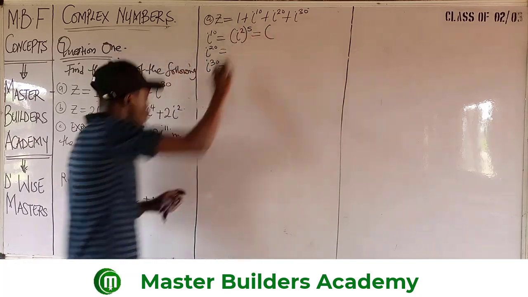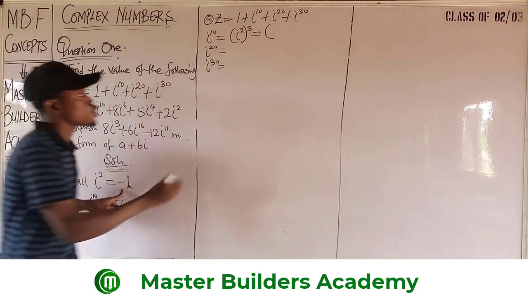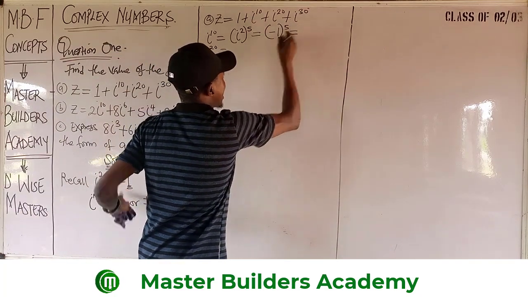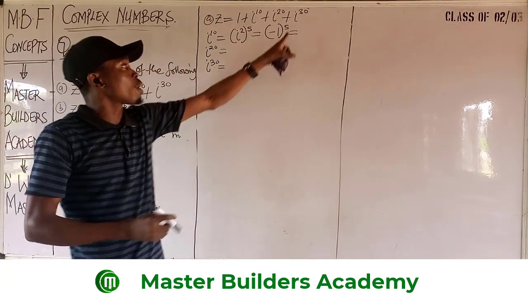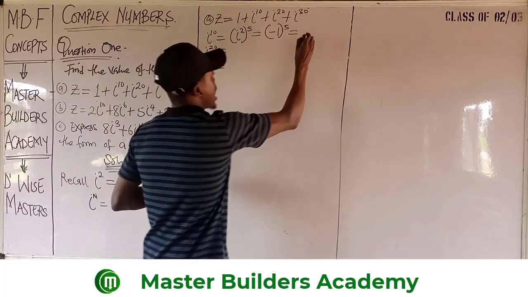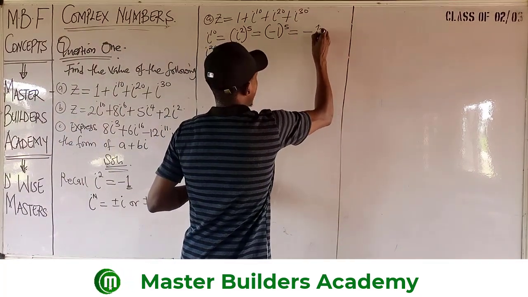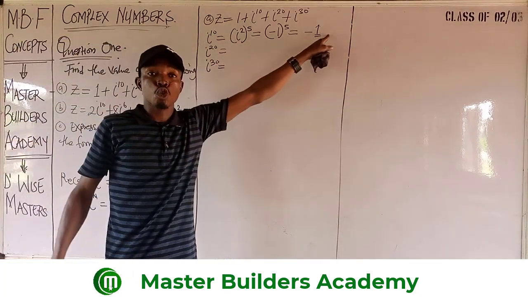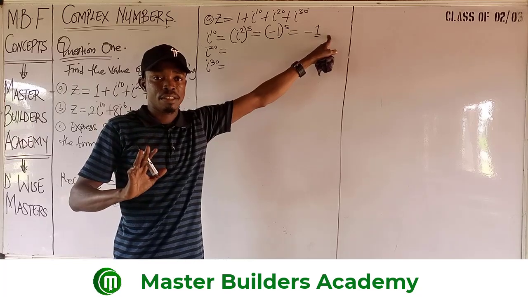And i raised to the power of 2 by standard is -1. So we have -1 raised to the power of 5. When -1 is raised to the power of 5, you can use your calculator to confirm this, the answer is -1. It shows that anywhere I have i raised to the power of 10, I'm going to substitute -1. It's as simple as this.